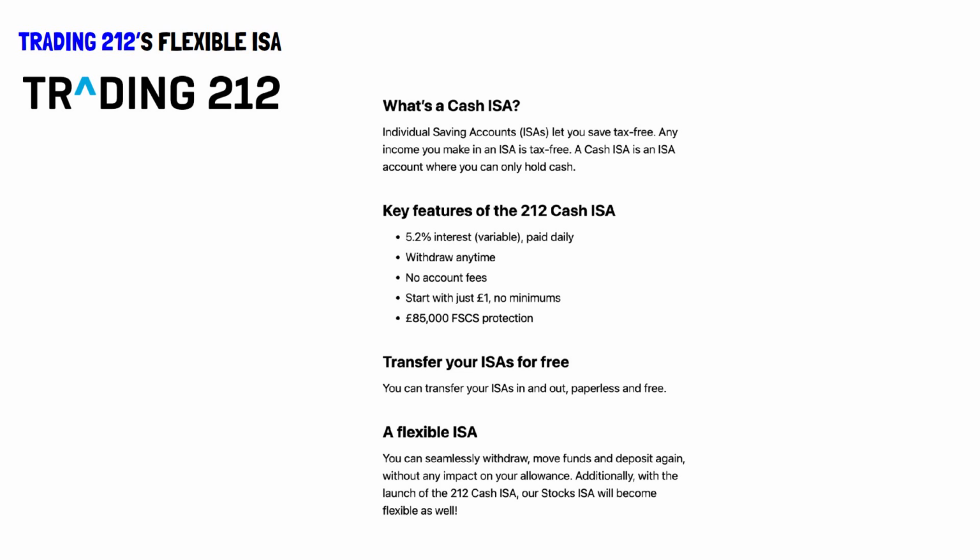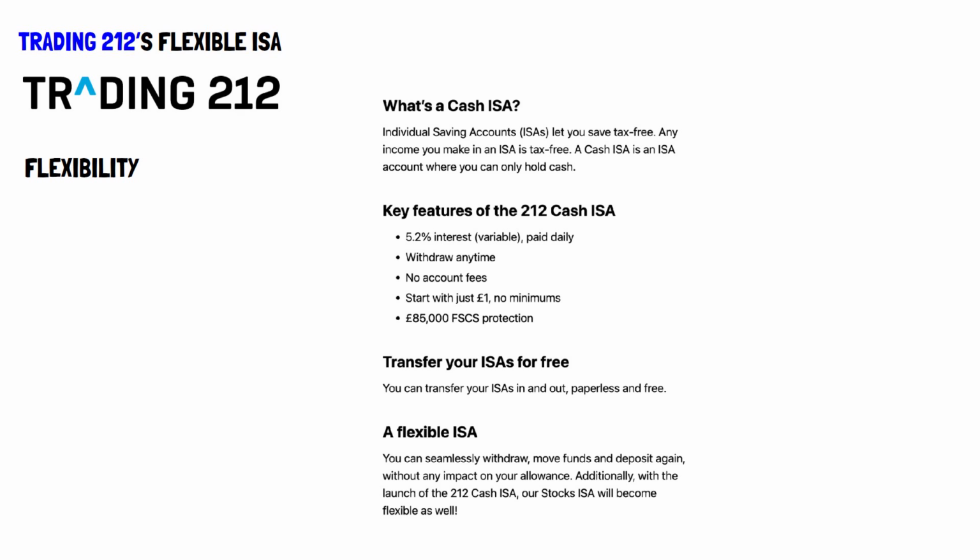Interest rate. At the time of making this video, it offers a competitive 5.2% variable interest rate paid daily. Withdrawals: it allows you to withdraw funds anytime. No fees: no account fees, making it cost effective. Accessibility: you start with £1 with no minimum balance requirements. Protection: up to £85,000 FSCS protection, ensuring your savings are safe. Transfers: seamlessly transfer your cash ISAs in and out without any paperwork or fees.